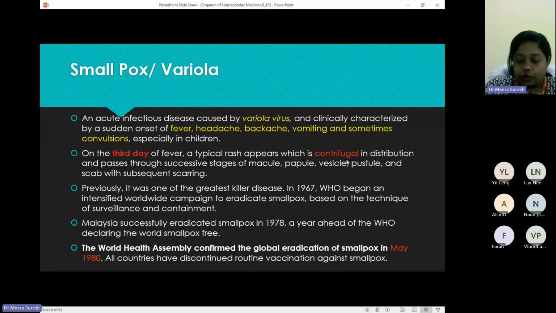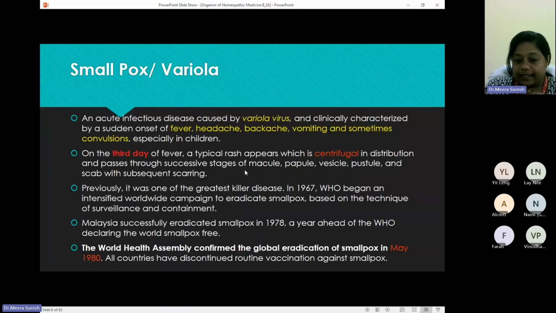If you remember a smallpox patient, I mean, we have never seen a smallpox patient, but in some pictures or in movies or documentaries, you could remember a picture in which the smallpox person will be having the scabs or the rashes more on the face. So that is the centrifugal, where it is more appearing on the face and also the extremities, but not on the body area, not on the trunk.